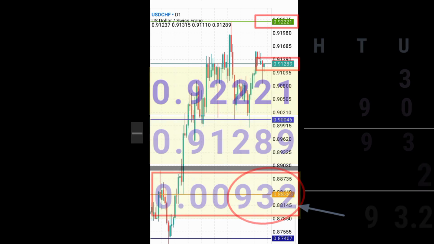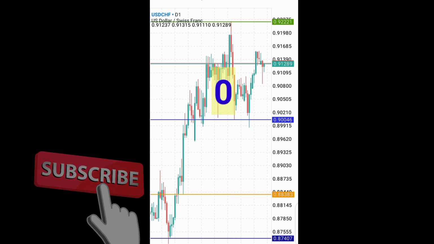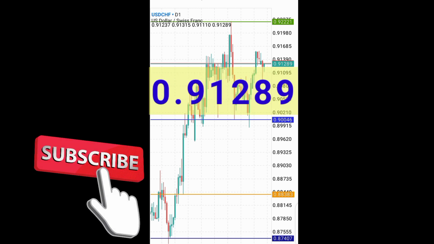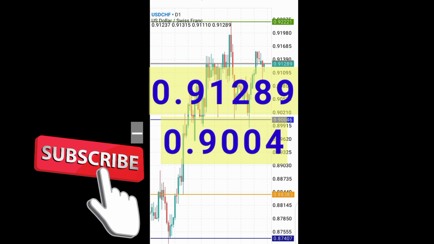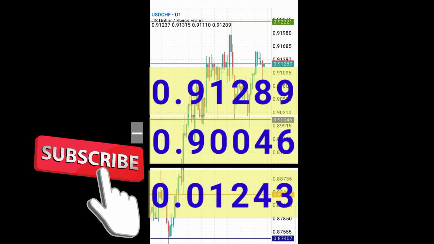Let's take the next example. Assuming I still want to enter a trade at this current price level of 0.91289, and maybe I want to target this price level at this blue line, which is 0.90046. I want to know the difference between the two. I subtract the lower price level from the higher price level. So we have 0.91289 minus 0.90046. When we do the subtraction, the difference will be 0.01243. That will be the difference.